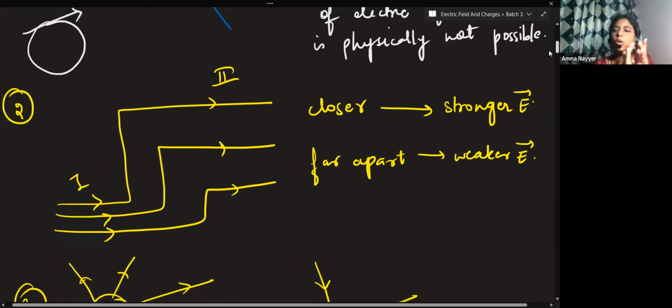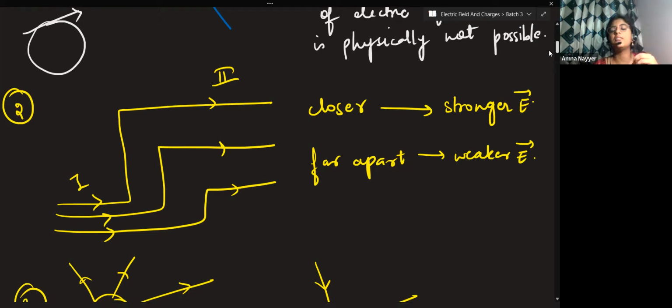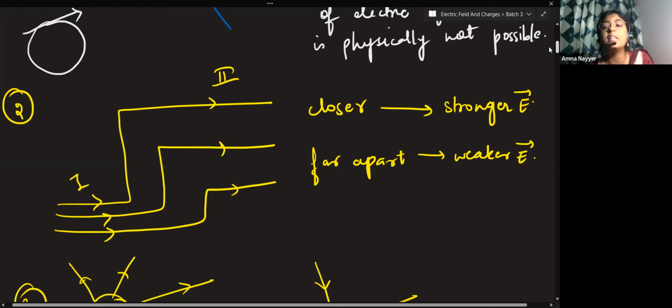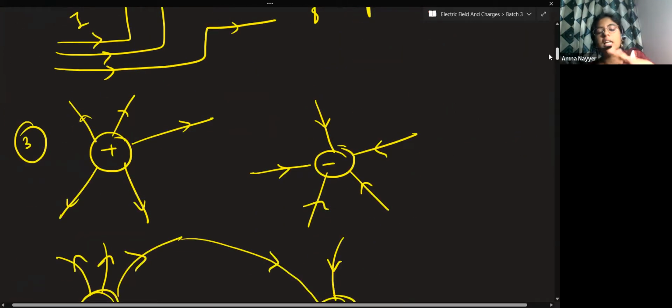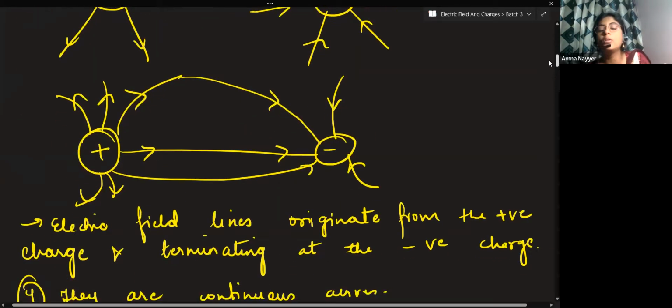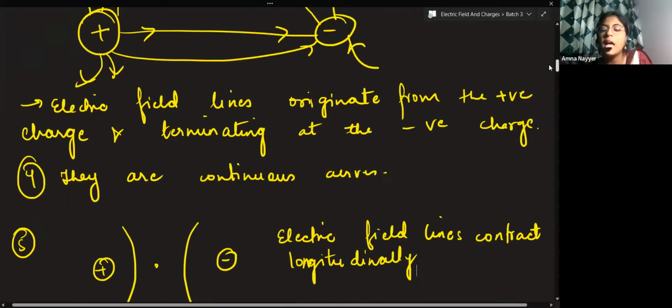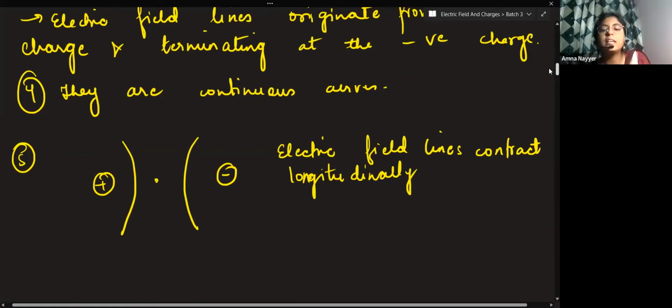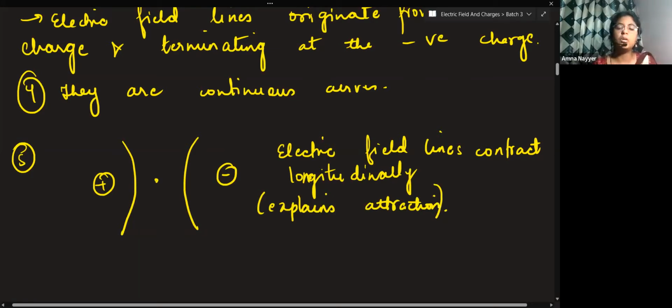Second point was, wherever you see closer electric field lines, that shows stronger electric fields. And wherever you see far away electric field lines, that shows weaker electric field. So electric field lines also give you the strength. For positive charges, electric field lines move away. For negative charges, electric field lines move towards the charge. That's why electric field lines appear to look what? That electric field lines originate from positive charges and terminate at the negative charges. And they are continuous curves. And this shows that electric field lines contract longitudinally. Means this explains attraction. So first note down these points, look at them, revise it. If you have any doubts, let me know, and then we'll do the other properties, because 5 more properties are there.